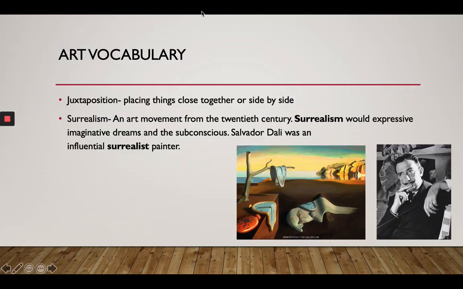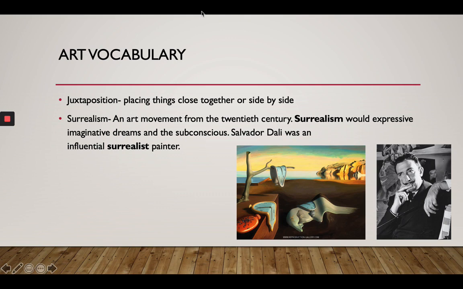All right, some of our art vocabulary terms. One is juxtaposition. Juxtaposition is done by placing things close together or side by side. It's really that if you were sitting next to a partner, that is the juxtaposition of the two of you sitting next to each other. And then you've heard me use this term surrealism. You might have heard this.